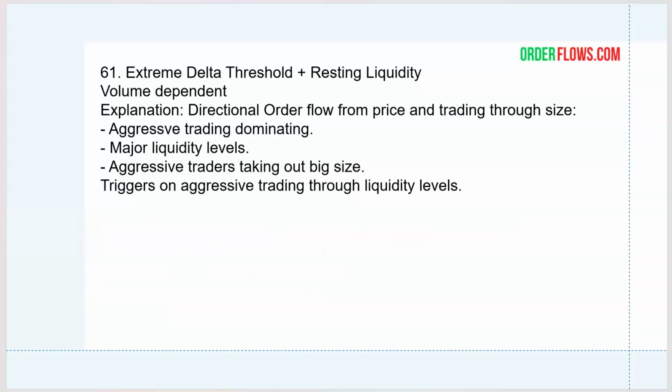So number 61 is extreme delta threshold and resting liquidity. And again, resting liquidity is volume dependent. The extreme delta threshold is explained in the very first module, where I talk about the different delta nuances. Extreme delta threshold is when delta closes within a certain percentile of the max delta if it is positive delta, or the min delta if it's negative delta. What is taking place is directional order flow from price trading through size. So you have aggressive trading dominating, major liquidity levels being taken out, and aggressive traders taking out big size. It triggers on the aggressive trading through liquidity levels.